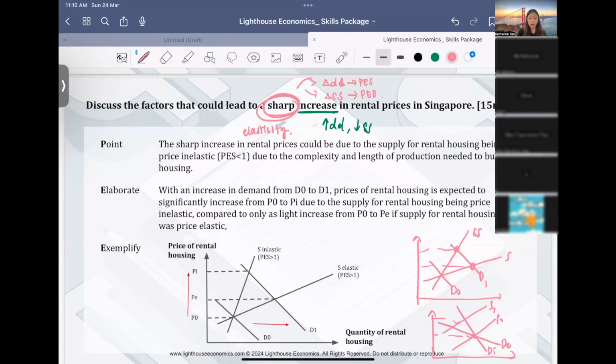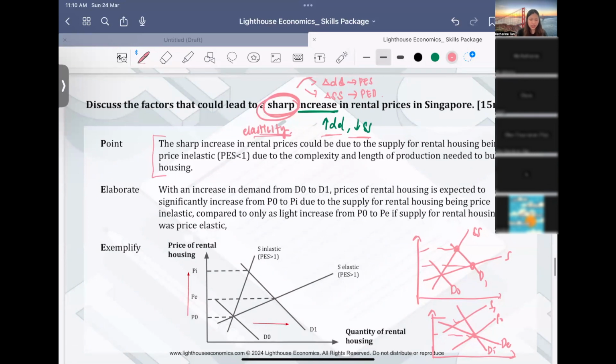So for this paragraph, I'm not going to explain it, but I'm going to bring in elasticity, which is why I chose this one, because it's the most difficult to write. So tell me what your point is. The sharp increase in rental prices could be due to the supply of houses being price inelastic due to the complexity or length of production needed to build housing. Because houses are very hard to build, it takes a very long time. This is what it's saying.